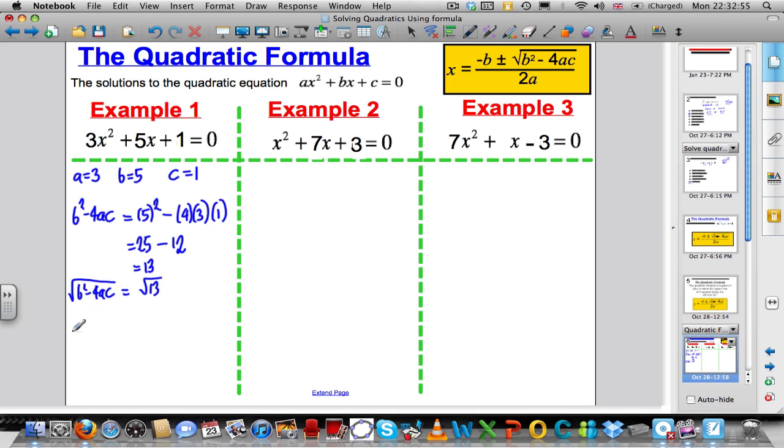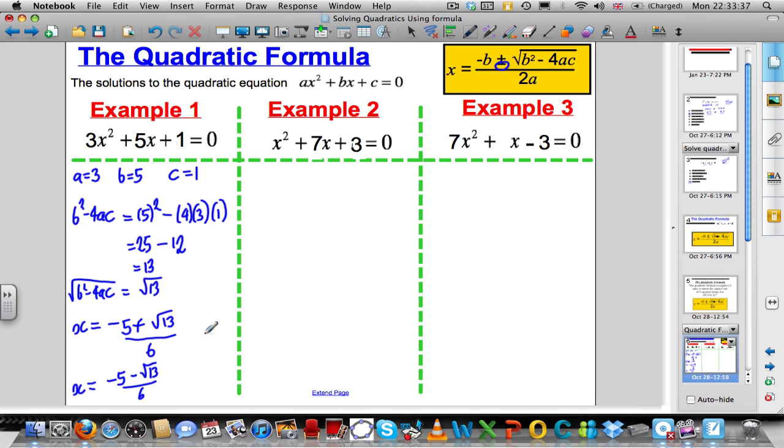So x is equal to negative b, so negative 5. Let's take the positive answer first, plus the square root of b squared minus 4ac, which is the square root of 13, all divided by 2 times a. Well, a is 3, so that is all divided by 6. What's my other answer? It's almost the same, but you've got your minus b, which is minus 5. This time you take the negative square root, so you have the negative square root of 13 all over 6.